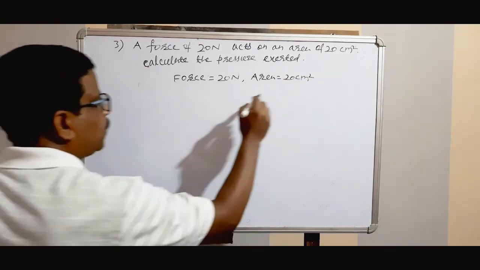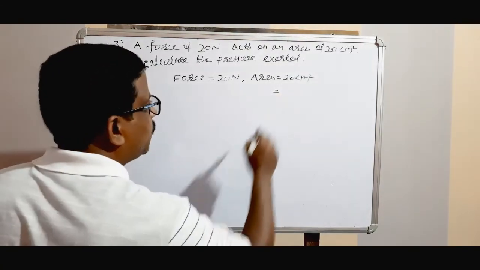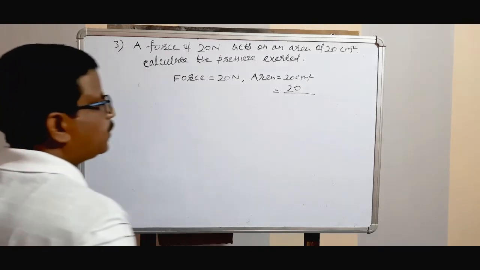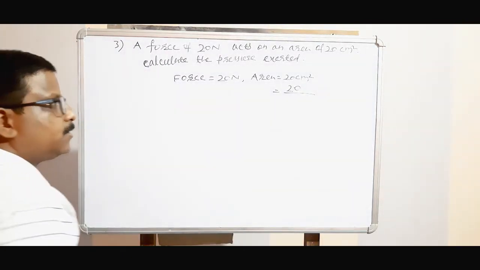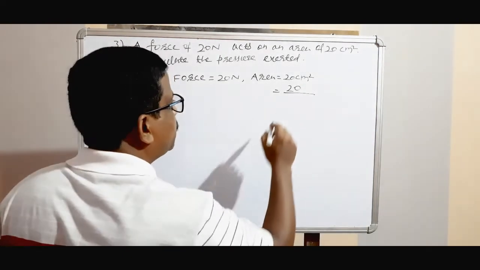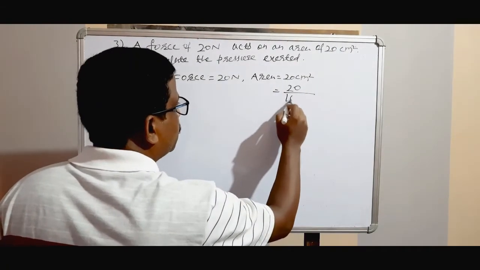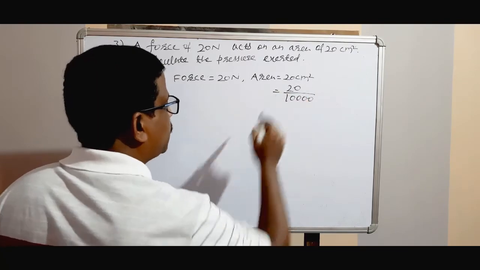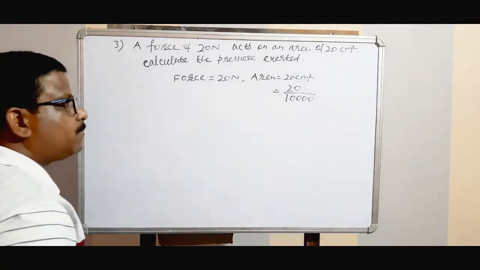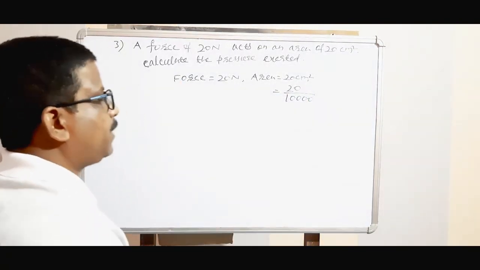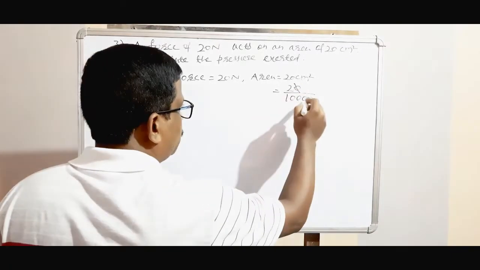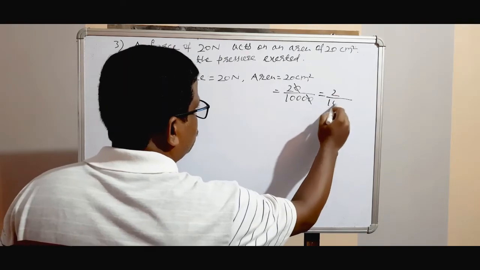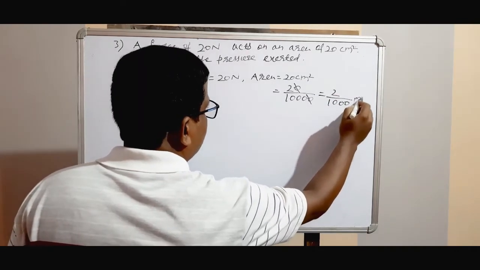So area we have to convert into meter square. 1 meter is 100 centimeter. So 1 centimeter square is how much meter square? By 10,000. Understood? 1 centimeter square is equal to 1 by 10,000 meter square. So 1 zero cancels. So 2 by 1000 meter square.